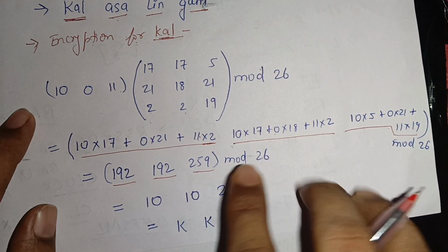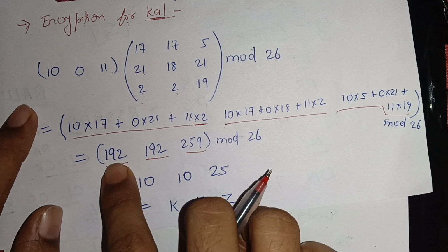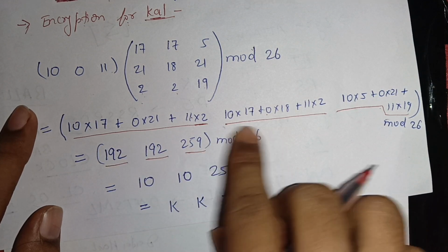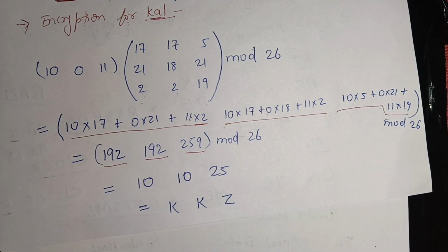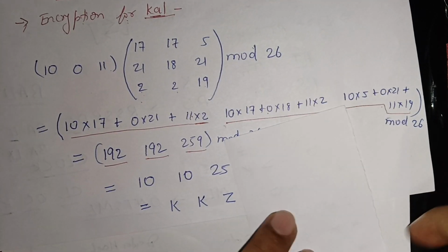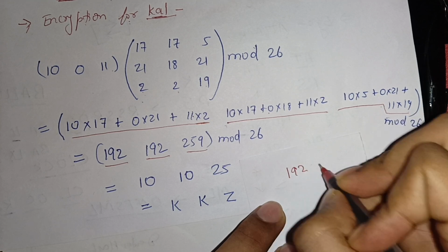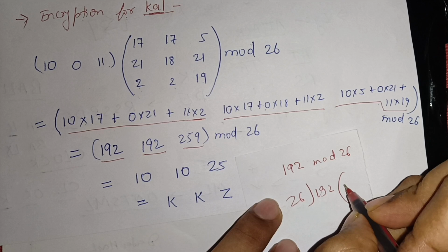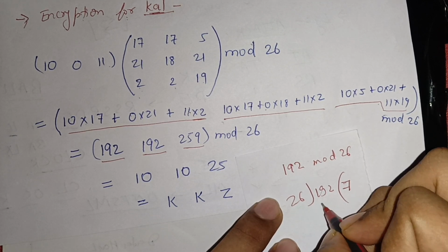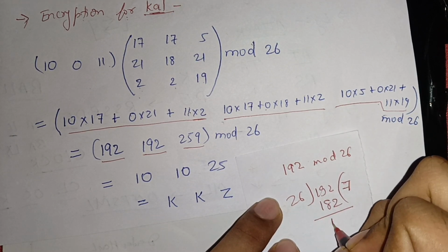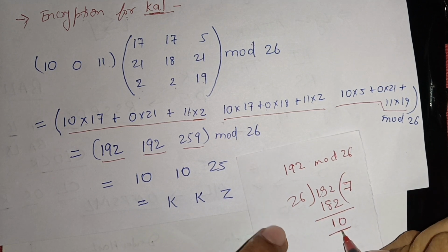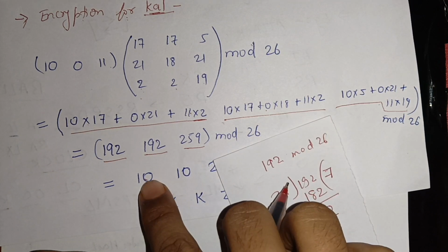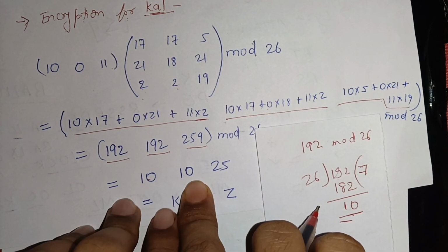And then mod 26. How to solve 192 mod 26? All three things we need to do separately. So 192 mod 26: 26 into 192, if we multiply by 7, it will be 182. So the remainder will be 10. Whatever the remainder is, we need to write here. So the remainder is 10, so we write 10 here. Again for 192 the remainder will be the same, 10.